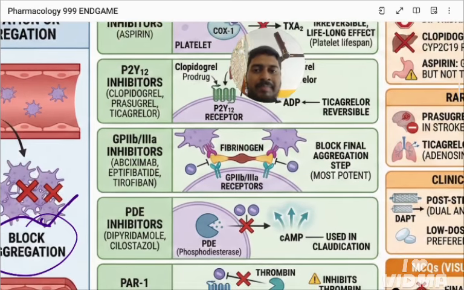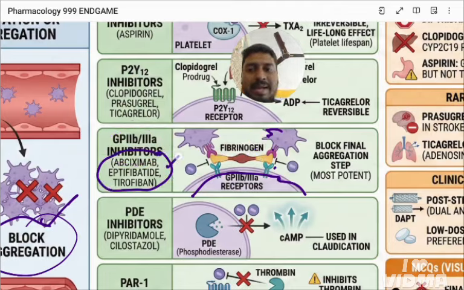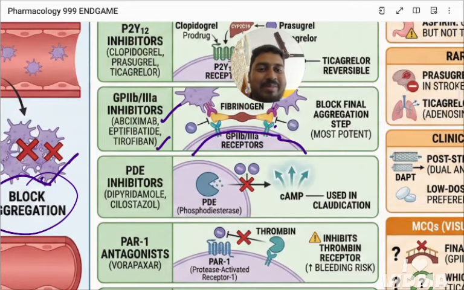These are P2Y12 inhibitors. Third is GP2B3A. This is basically what anchors these receptors to the platelets. This is the endothelium cells. From here the platelet is binding by these GP2B3A receptors. In between we have fibrinogen which connects the platelets. This blocking step is done by GP2B3A inhibitors, which are abciximab, eptifibatide and tirofiban. Remember abciximab is the prototype drug, then we have eptifibatide and tirofiban. I know all these things are very difficult to remember.